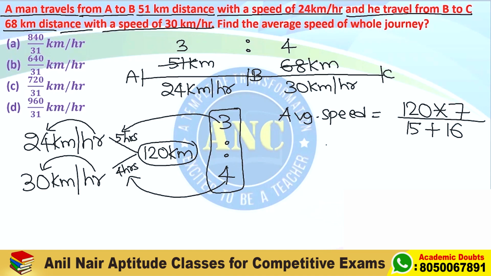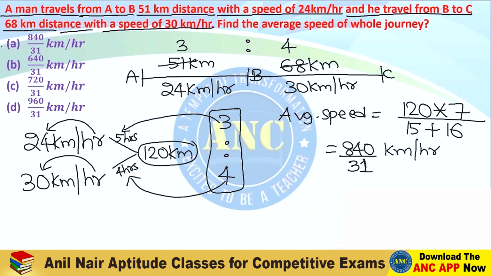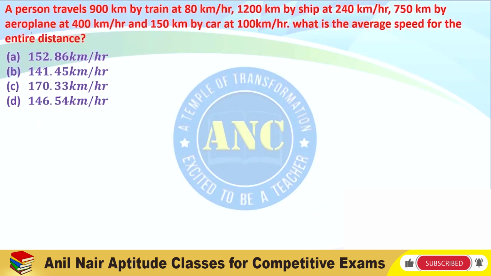It can be so simple if you apply this method. So it is 840 divided by 31. 840 divided by 31 should be the answer for this question in kilometers per hour. 840 divided by 31, option A. You can solve it so fast if you are using this kind of methodology, whatever I have taught. Now see the next question also. Next question, there are so many parameters, but still you will end up solving this question so fast.